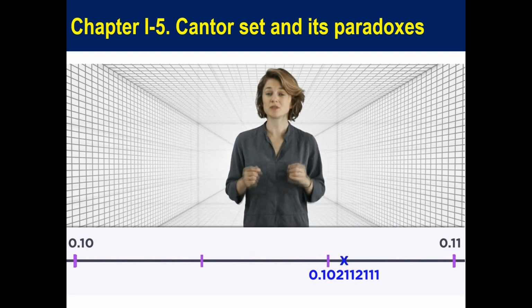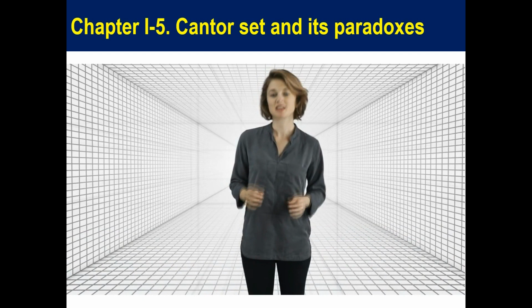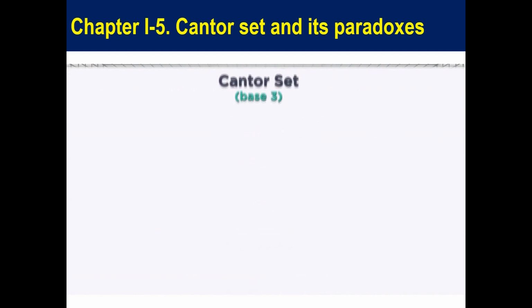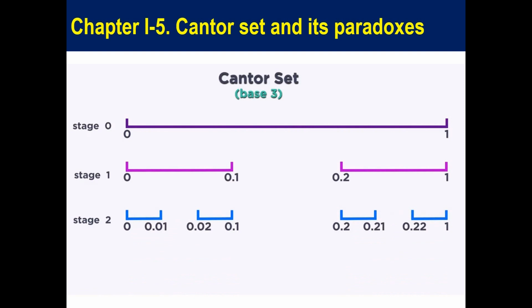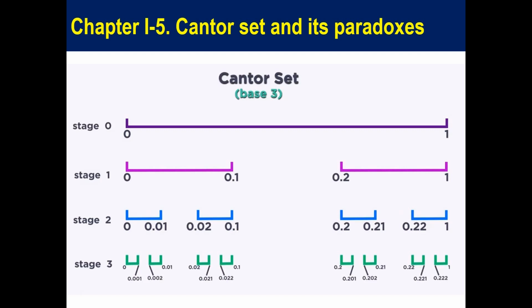Back to the Cantor set. Let's look at the set in base 3 as we go through the stages of the construction of the Cantor set. At stage 0, we have the whole interval. At stage 1, we remove the middle third, which are all the numbers with a 1 in the first place after the decimal. At stage 2, we remove the next middle thirds, which are all the numbers with a 1 in the second place after the decimal. At stage 3, we remove all the numbers with a 1 in the third place after the decimal.